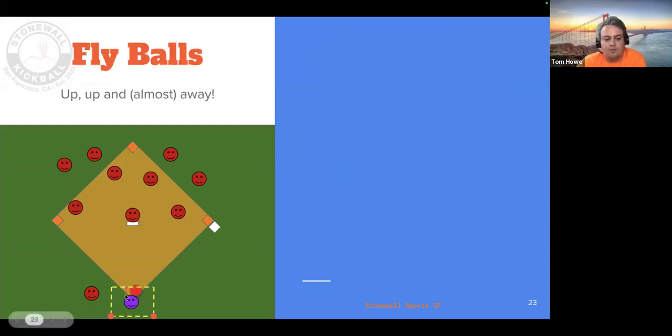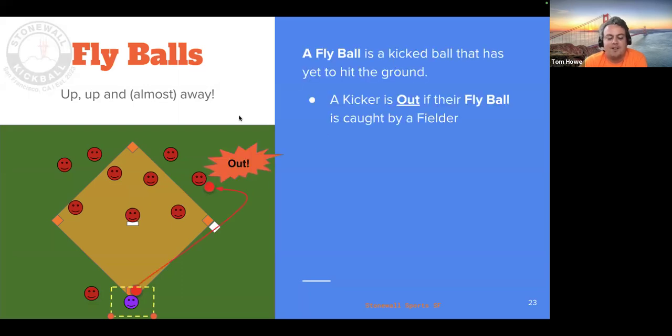Hearing none. We're going to cover one more particular scenario as it pertains to base running. So these are called fly balls, otherwise called pop flies, otherwise called my kicks. So basically a fly ball is any time that a ball has been kicked and has not hit the ground. So if you kick the ball in this particular illustration, you'll see the kicker kicks the ball. This curve line represents aerial flight. The ball does not hit the ground. If a fielder is able to catch the ball before it hits the ground, that is considered an out.